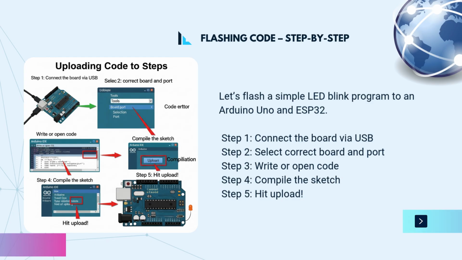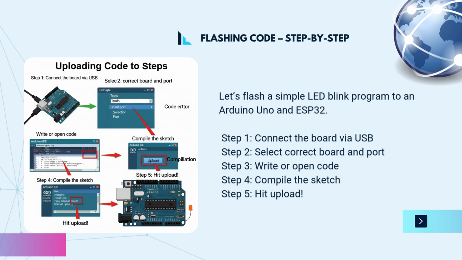Step 2. Open your IDE and select your board. In the Arduino IDE, go to Tools, Board, and select your microcontroller model. For ESP32, you may first need to install the board support package using the Boards Manager. Step 3. Choose the correct COM port. Go to Tools, Port, and select the correct COM port where your board is connected. If you're unsure which one, disconnect and reconnect your board and observe which port appears.